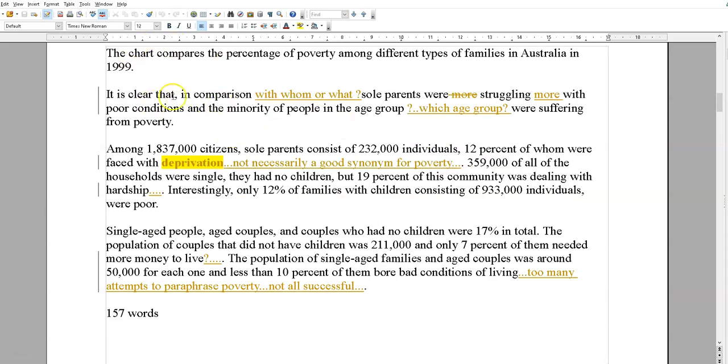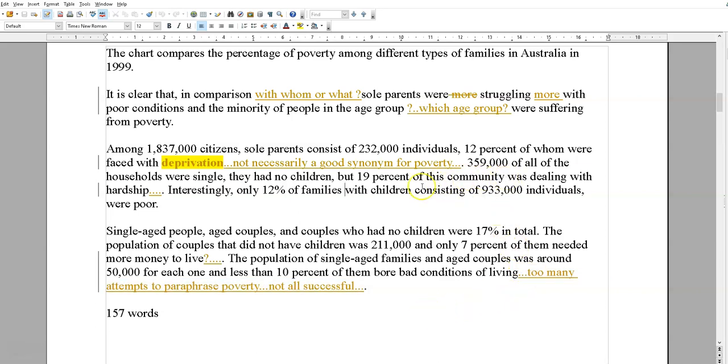Now, so in comparison with whom or what were struggling more with poor conditions. So again, we've got people trying to paraphrase all the time. So we've got faced with deprivation. Well, that's not necessarily the same as poverty. It can be, but it's not necessarily so. So you've got struggling with poor conditions, deprivation. You don't have to change every single word. It's like I say here, too many attempts to paraphrase.